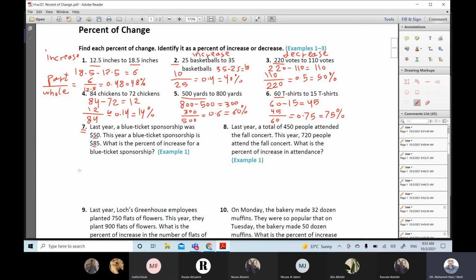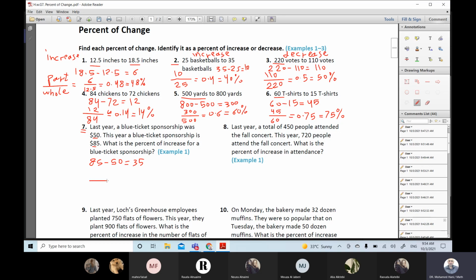Great. Who can tell me now what is the percent here, increase or decrease? Increase. Great, Sheikha. I will add to you 2 marks. So we want to find the amount of increase. So right here 85 minus 50 will be 35.